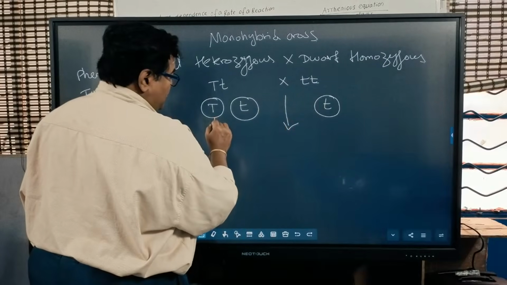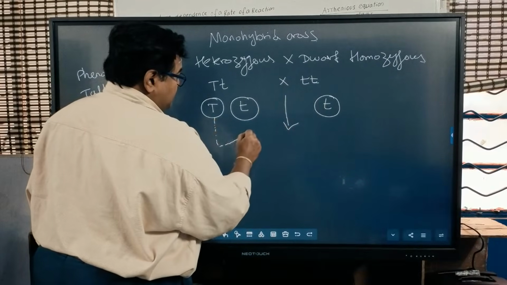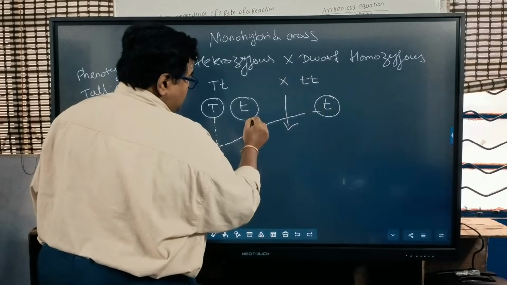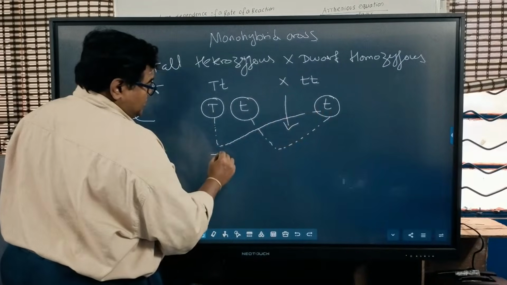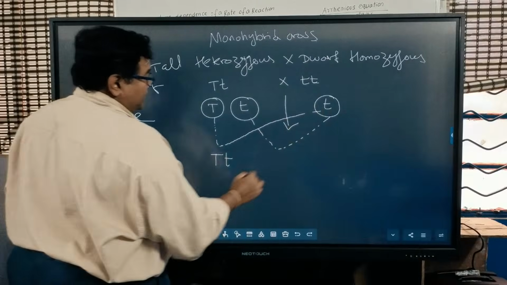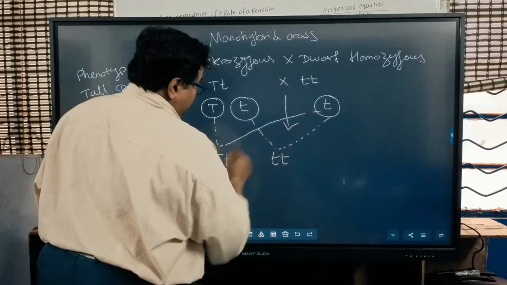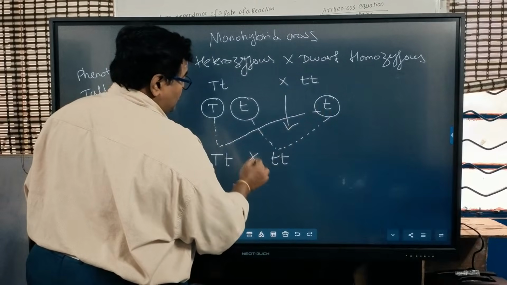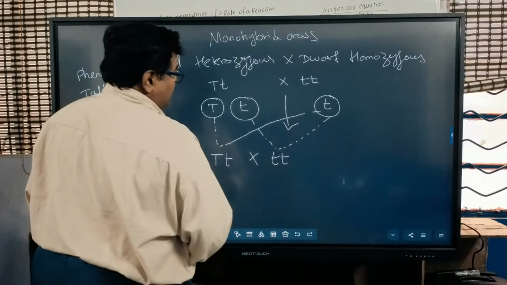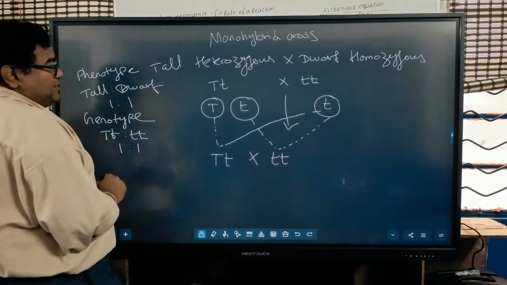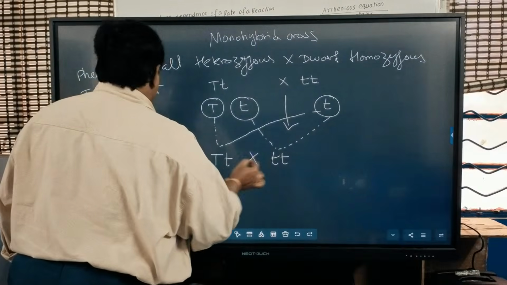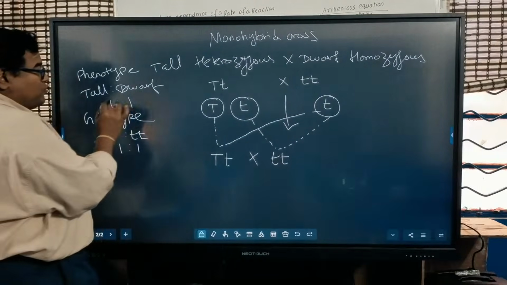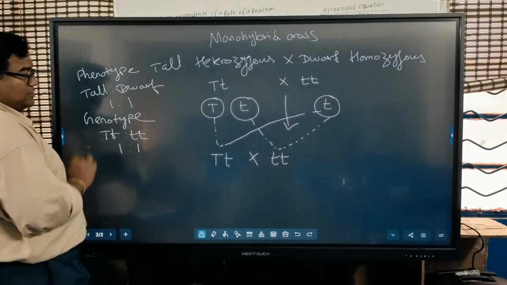So what I am doing, I am crossing this capital T and small t, and small t, and again back the small t I am crossing. So capital T, small t you will be getting, and again back small t you will be getting. So what you are doing, you are crossing both the hybrid again back. Before doing the hybrid, let me have the calculation. Here the phenotype will be tall dwarf 1:1 and genotype also 1:1.